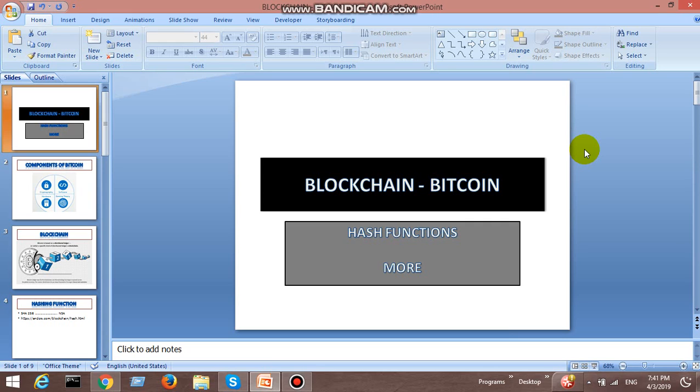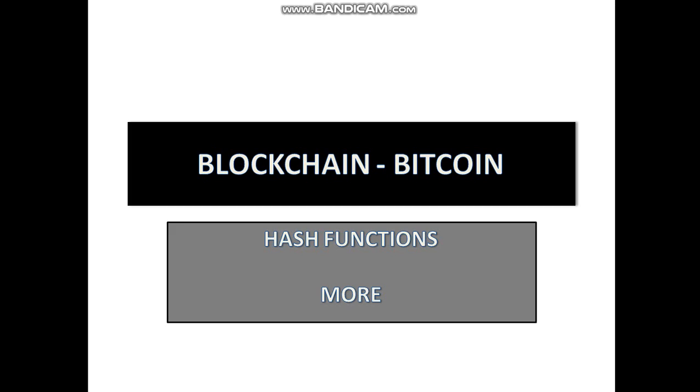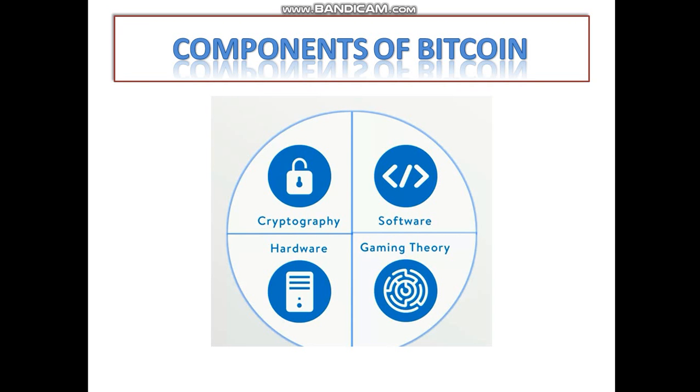I will start from basics, entry level, all the way to more advanced topics. In this topic today, I'm going to talk basically about what's blockchain and what's Bitcoin, hash functions, and more. And the components of Bitcoin, we have four components. First of all, we have the cryptography, software, hardware, and the gaming theory.